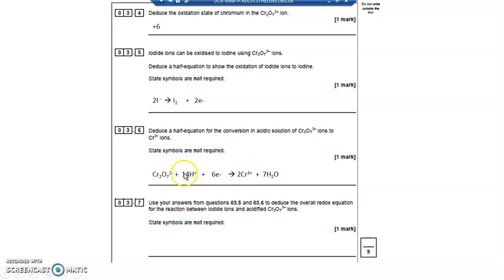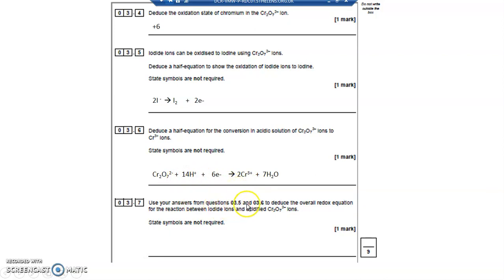Now let's have a look. Balancing it, 2 Crs, so 2 Crs there, 7 Os, 7 waters. That creates 14 H's. I need 14 H pluses. What have I got? Got 2 minus and 14 plus, so that gives me 12 plus on this side. I've got 6 plus on that side, so I need 6 electrons on the left hand side. Now I've got 6 pluses on each side.